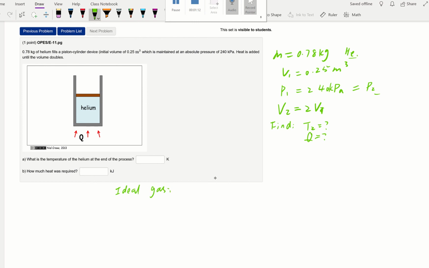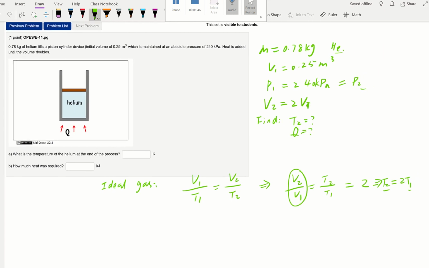we know pressure is constant, so we have V1 over T1 is equal to V2 over T2, right? And then we also know we can get a ratio of V2 over V1. That's going to be equal to T2 over T1. Knowing that the volume doubles, so V2 over V1 is 2, then we can get final temperature is 2 T1. Then in order to find the T2, we just need to find the T1. How do we figure out the T1?